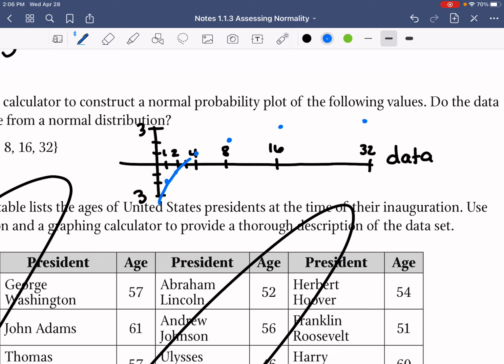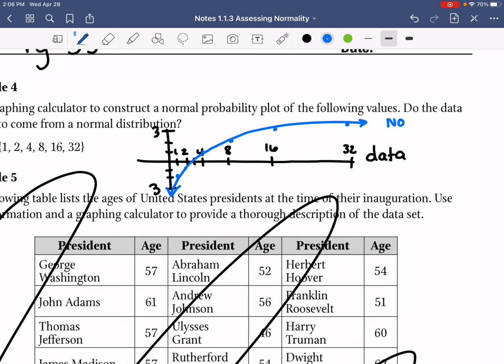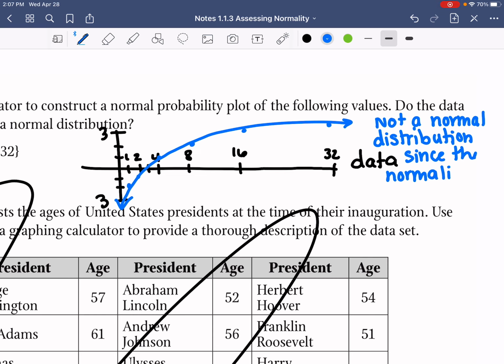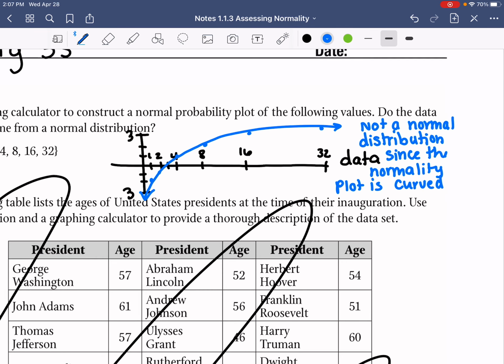So it looked like a curve. It didn't look like a line. So we would just say not a normal distribution since it is not linear. Since the normality plot is curved, not linear.